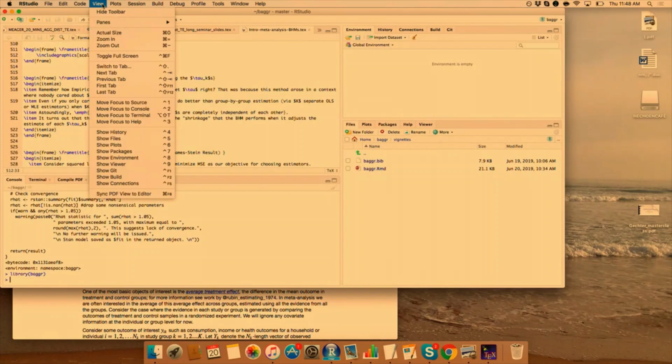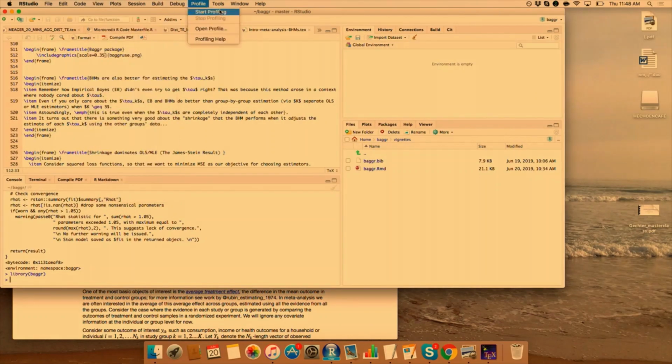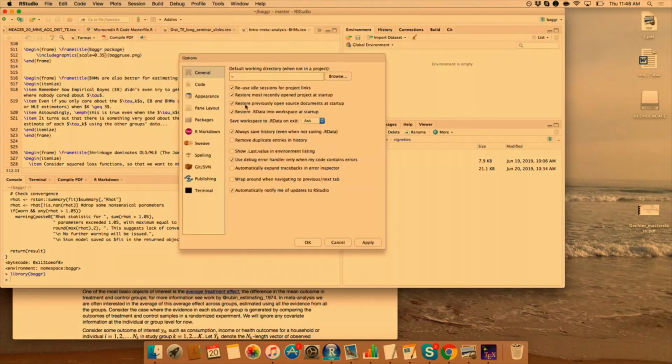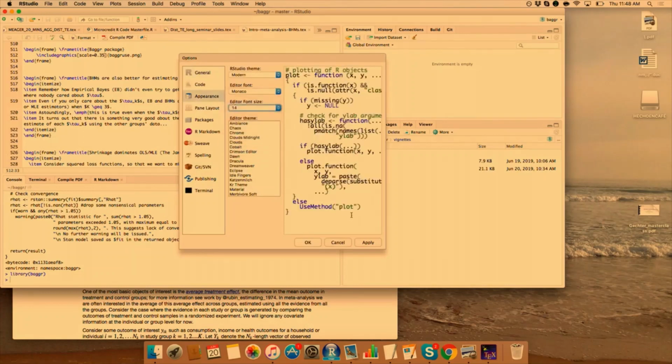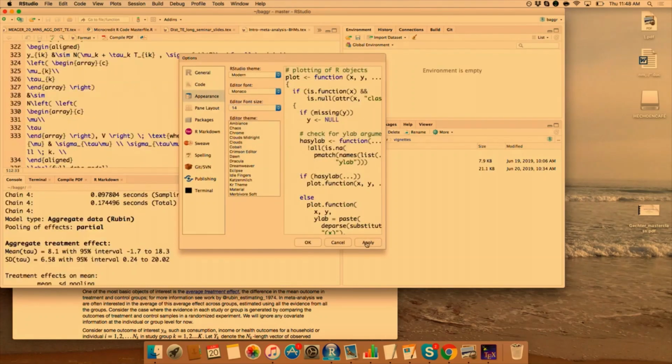View. Tools, global options. Oh, yes. Oh, this is very... Okay, font size, what, 14? Yeah, that looks good. Okay, all right.